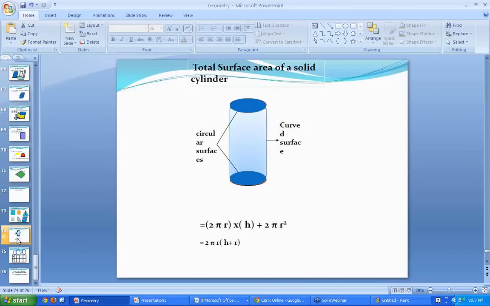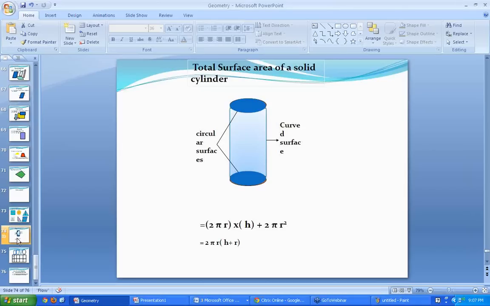So if you want to calculate the surface area of the entire cylinder, you will have to calculate the area of the top surface and the bottom surface, which will be pi r square each, and the area of this cylindrical surface. So 2 pi r into h, 2 pi r would be the circumference, and multiplying it by h, you will get the area of the cylindrical surface plus 2 pi r square. Pi r square will be the area of both the top surface and the bottom surface.